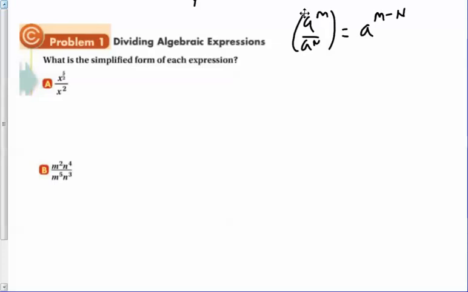And then there's another one. If I have a to the m over a to the n, and I'm going to take it to the z power, that's like a to the mz over a to the nz. So those are the two rules, and this was in your foldable. So check it out. What's the simplified form of each expression?